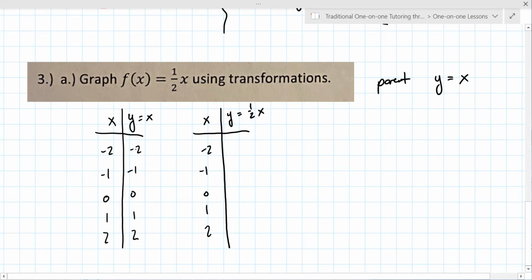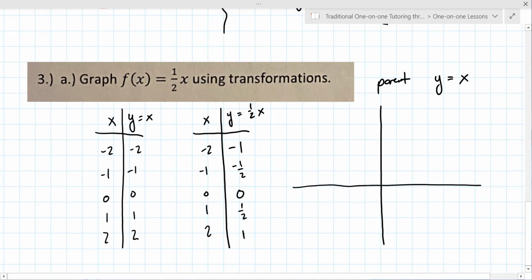So -2 times 1/2 is -1. -1 times 1/2 is -1/2. 0 times 1/2 is 0. 1 times 1/2 is 1/2. 2 times 1/2 is 1. And then we're going to graph these here. It's still going to look like a line. It's still a line. It's just that it's not as steep as some of the others. So I'm actually going to add another point here just to make it a little easier to graph for me. Okay, so there's your graph of that.